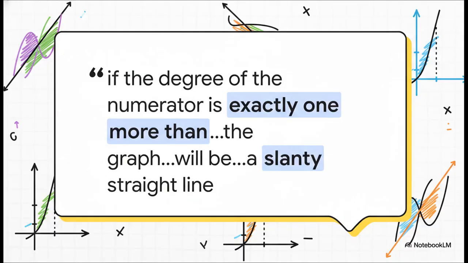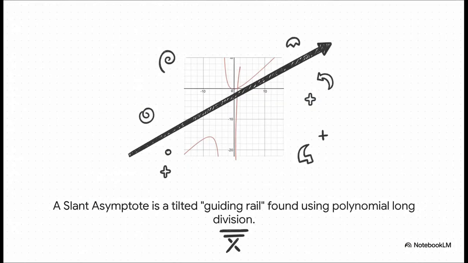So what happens when the numerator's degree is bigger? Well, there's a really cool special case. As the folks at Purple Math put it, if the numerator's degree is exactly 1 more than the denominator's, the graph starts to behave roughly like a slanty straight line. And this is exactly what that looks like. We call it a slant asymptote. It's a tilted, guiding rail that the graph gets closer and closer to as x gets huge.